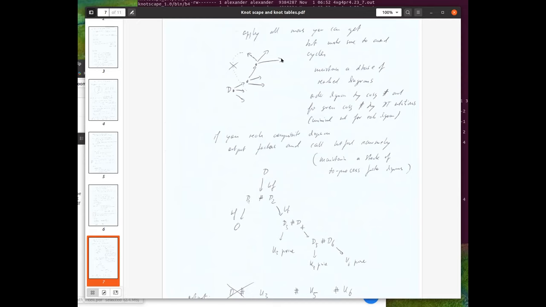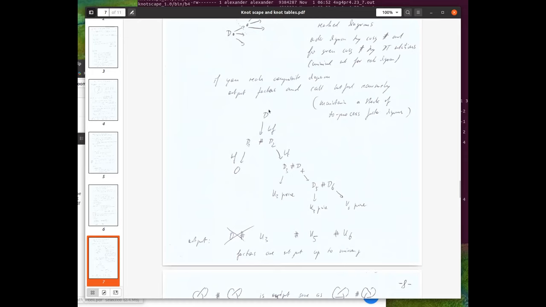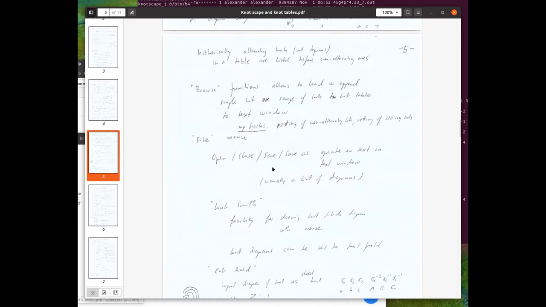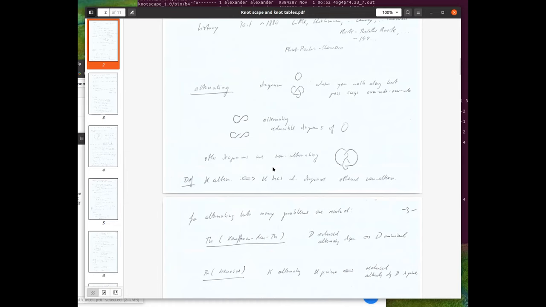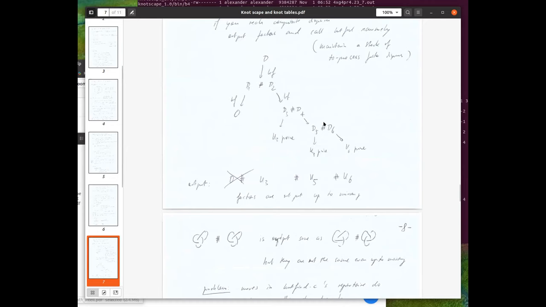Now this is not the whole story, because this tool will also stop when it finds a connected sum. So sometimes it can encounter a diagram which looks like this. And then it will simply give me the two factors, and then it will exit. And then what I have to do is reduce every factor by itself.